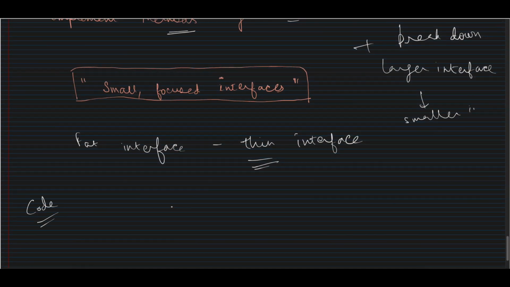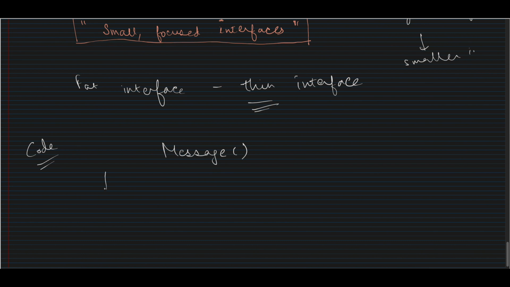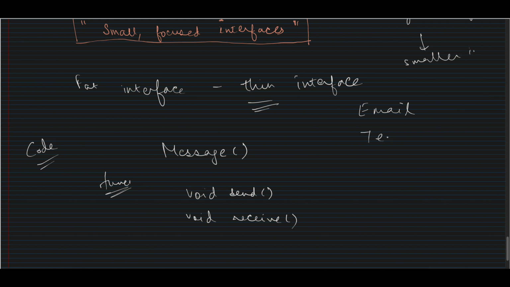Let's say there is a message class or an interface. Simple message interface. What are the methods it has? It has a functionality to send a message, and it has a functionality to receive a message. Okay, these two. Now I have many different types of messages: email message, text or SMS message, and voice message. All of these are different concrete implementations of the message interface.